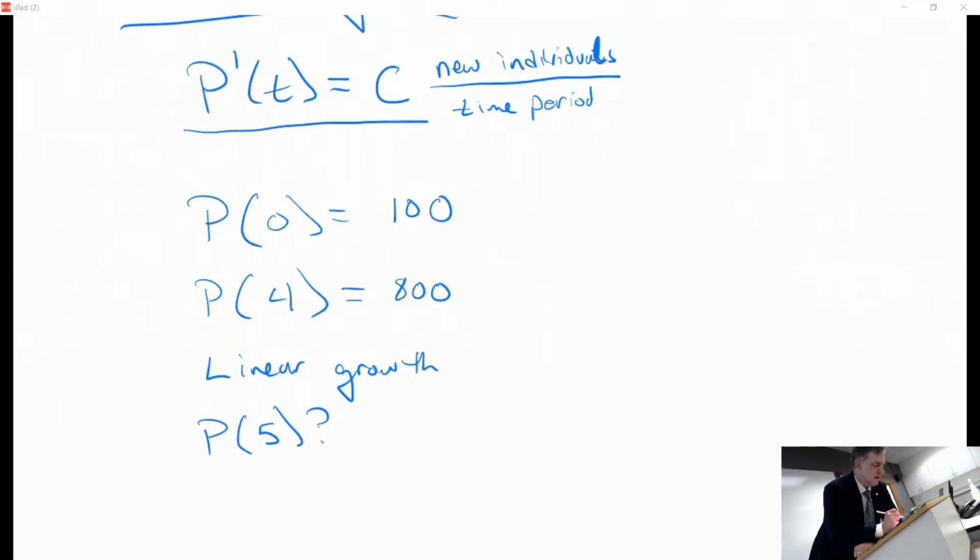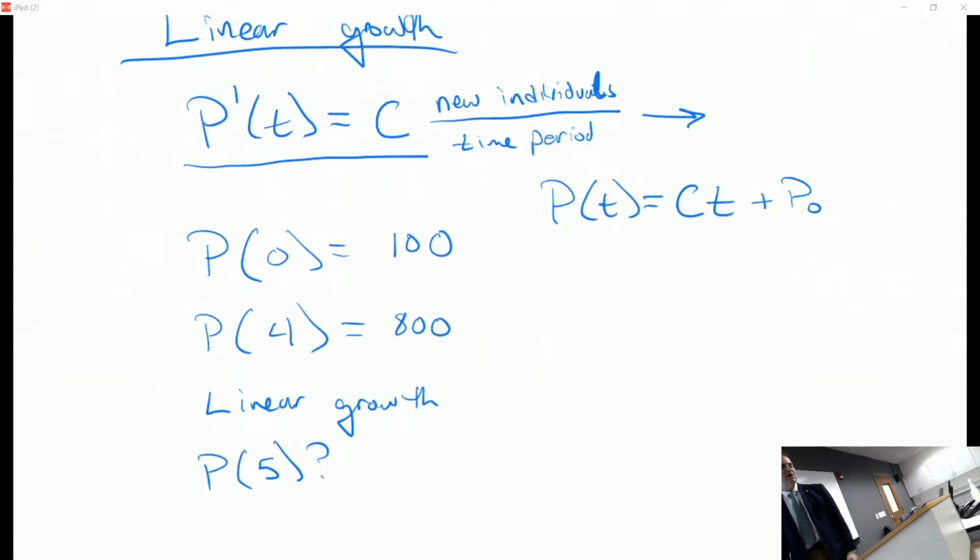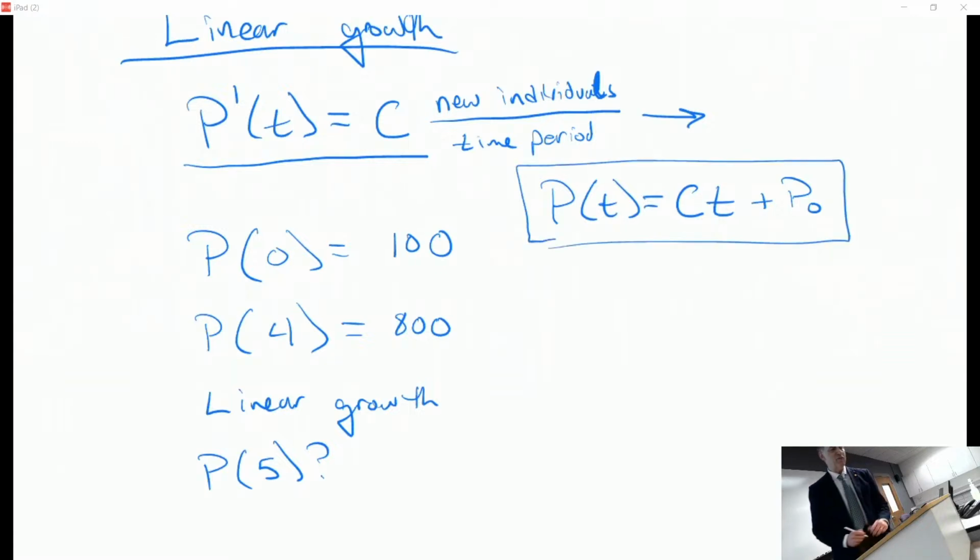P prime of t is c. Oh, I guess I should do this. Sorry. If P prime of t is equal to c, then P of t is c times t. Yeah, this is becoming more complicated than I thought. Okay, so c times t plus the original amount. Sorry about that. So that's what linear growth means. I should have started with this perhaps, because we know how to do derivatives. But rate of change, if you do the derivative of this, where P of 0 is the original population, you get this straight line linear growth model. So anyway, we're going to work with this.